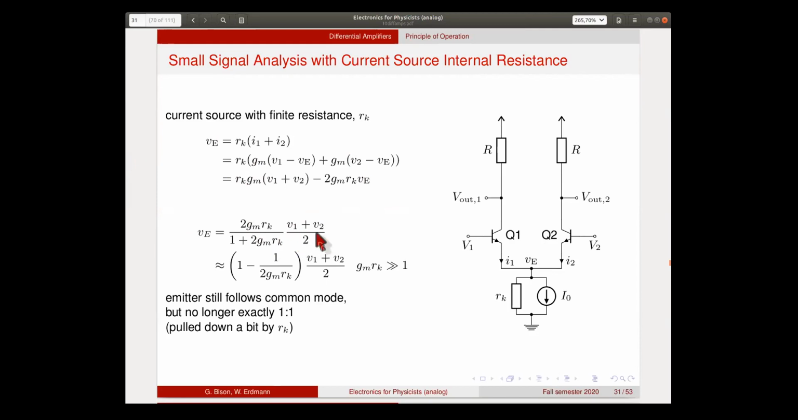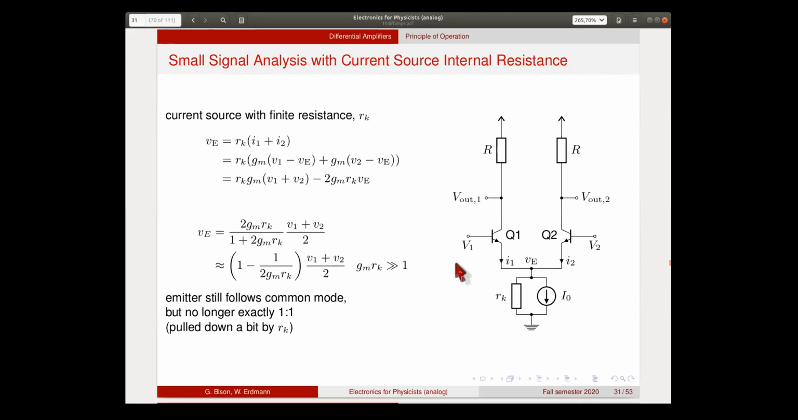So this is the average of the two voltages, and this is a factor that it's multiplied with to give us this VE. And since GM times RK is typically a very large number, so GM is large, is the gain of the amplifier, and RK for a reasonable current source is not infinite but should still be large. So this is a number much larger than 1. So we can approximate this expression here as 1 minus 1 over this term. Okay, so it's almost 1, but it's not exactly 1.